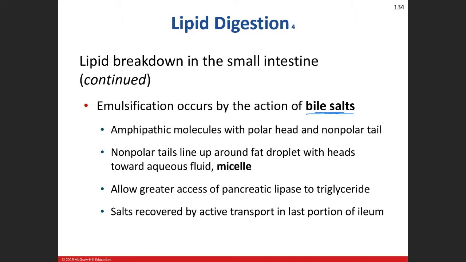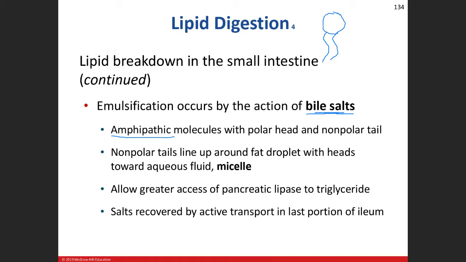Basically, what this will do is, we'll get these small molecules, these bile salts, which surround. This term here, amphipathic, means you've got a polar end to this molecule and a non-polar end. We saw that with phospholipids. Remember the phospholipids in the plasma membrane? You had your polar head with the two non-polar tails. The polar head is water-loving, hydrophilic. The non-polar end is hydrophobic.